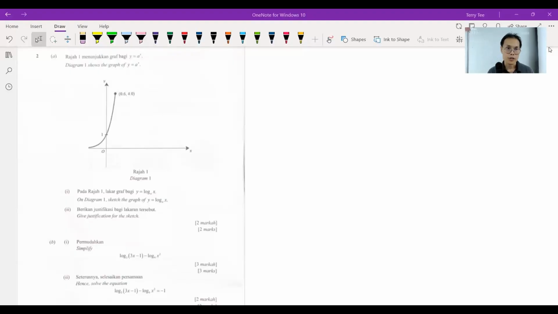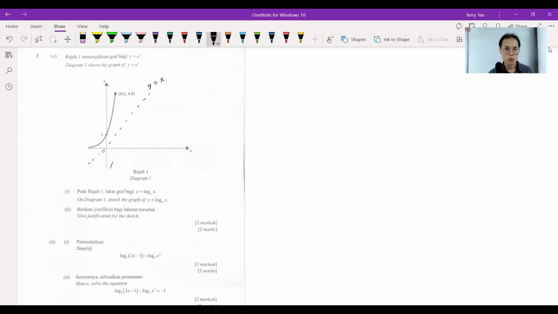Okay, let's move on to question number 2. Raja menunjukkan graf bagi y equals a power x. So pada Rajah satu, lakarkan graph of y equals log base a x. Okay, how do you know that the logarithm graph is actually the inverse of your graph of y equals a power x? When you inverse a function, the graphical representation is a reflection in the line y equals x. Okay, so let's draw the reflection.